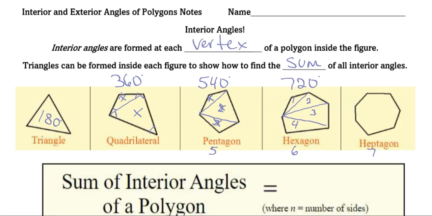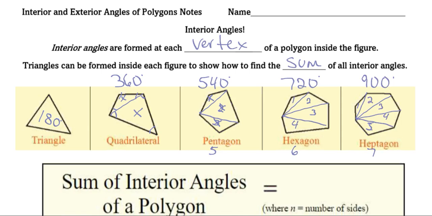I'm going to show it one more time. 1, 2, 3, 4 lines there, creating 5 triangles, which means we have 5 times 180, or 900 total degrees in that heptagon. So that's all of the interior angles put together.